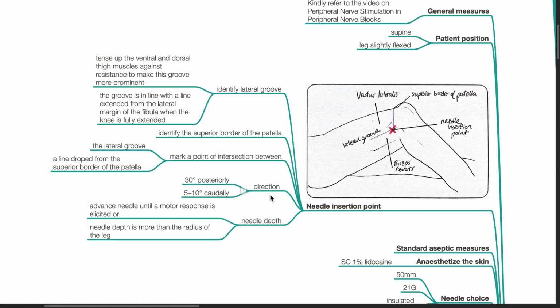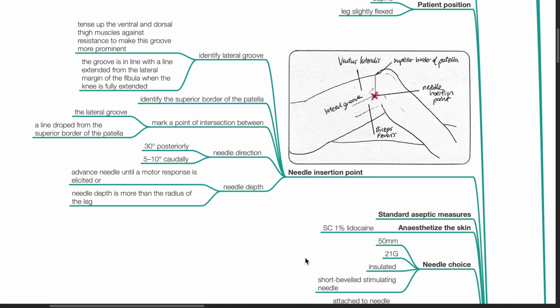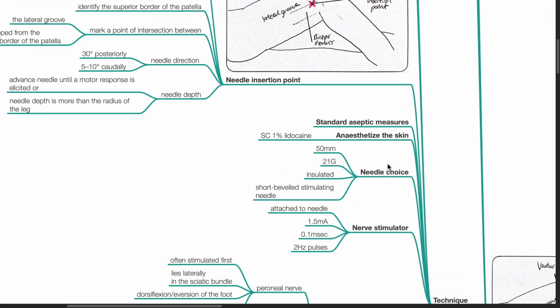Needle direction is 30 degrees posteriorly and 5 to 10 degrees caudally. Needle depth: advance needle until a motor response is elicited or needle depth is more than the radius of the leg. Use standard aseptic measures. Anesthetize the skin with subcutaneous lidocaine. Needle of choice is a 50 mm 21 gauge insulated short bevel stimulating needle.